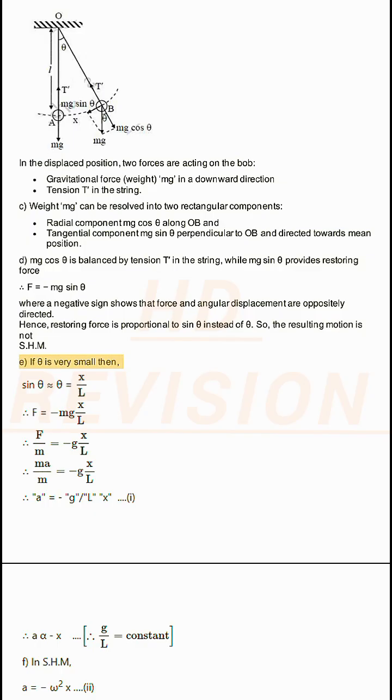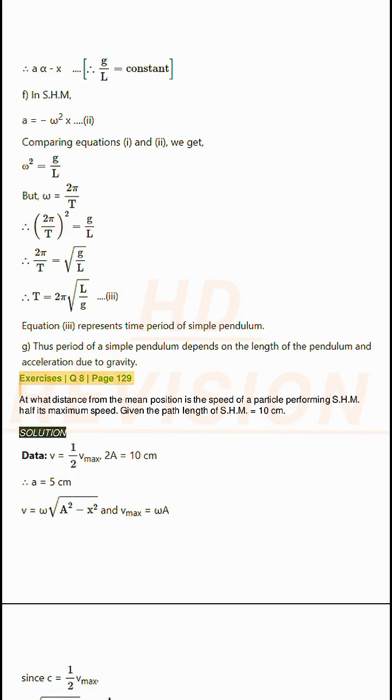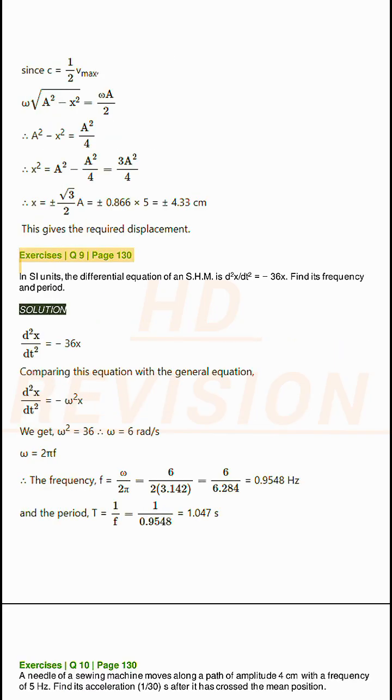If theta is very small, then. Exercises Q8, page 129. At what distance from the mean position is the speed of a particle performing SHM half its maximum speed? Given the path length of SHM equals 10 centimeters. Solution.